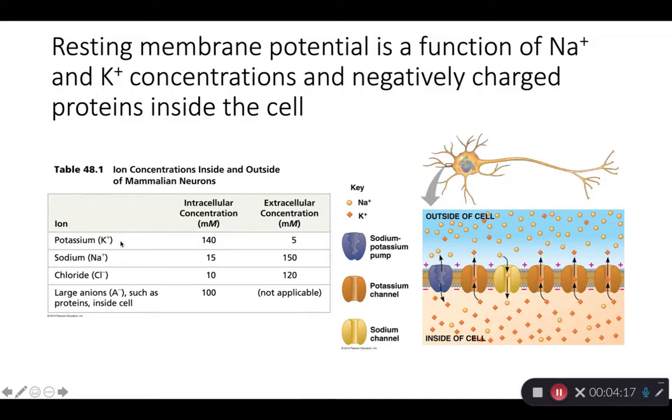I mentioned the big two are going to be potassium and sodium. Potassium is going to be more abundant inside cells, in the intracellular fluid. There's a little bit of potassium in the extracellular fluid. For sodium, it's going to be the opposite.